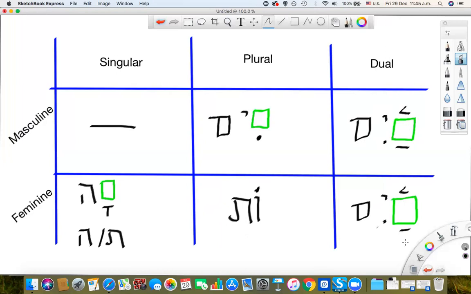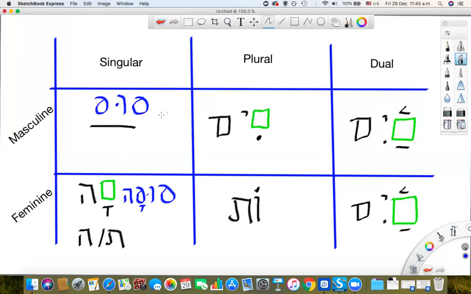So what does this look like? Let's just take a simple word like sus, right? Sus means horse, right? In the masculine singular. So here is sus. That's horse. Now what happens if we want to make it feminine? Well, we would add our qamets hey onto the end, and we get susa. That would be mare, susa.